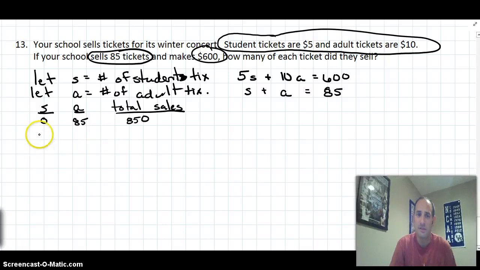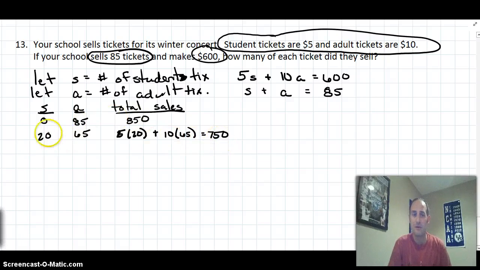So I'm going to just say that there were 20 student tickets. 85 minus 20 means there are 65 adult tickets. So let's see how that would work. The student tickets were $5 apiece, and that's 20, plus the adult tickets, which were $10 apiece, and there were 65 of those. That's going to be 100 plus 650, which is 750. Now when I added 20 student tickets, it took $100 off.